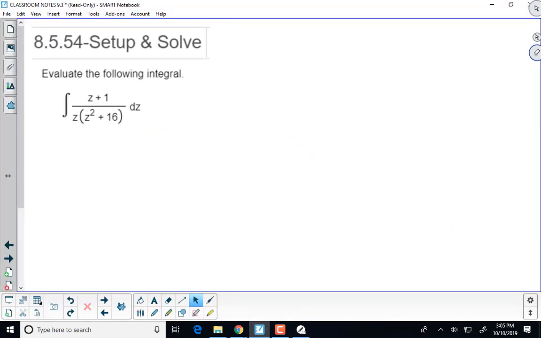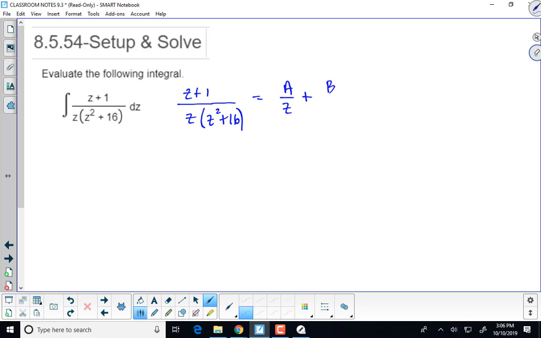Okay, so let's set this one up and observe this is an irreducible quadratic. So here's where we'll use an Ax plus B, or Az plus B, whatever letter you want to use. Wasn't it like A plus Bx? Switching the letters just for the heck of it is annoying. So here we're going to have a over z plus Bz plus C over z squared plus 16. An irreducible quadratic is usually a sum of squares, something you can't factor.